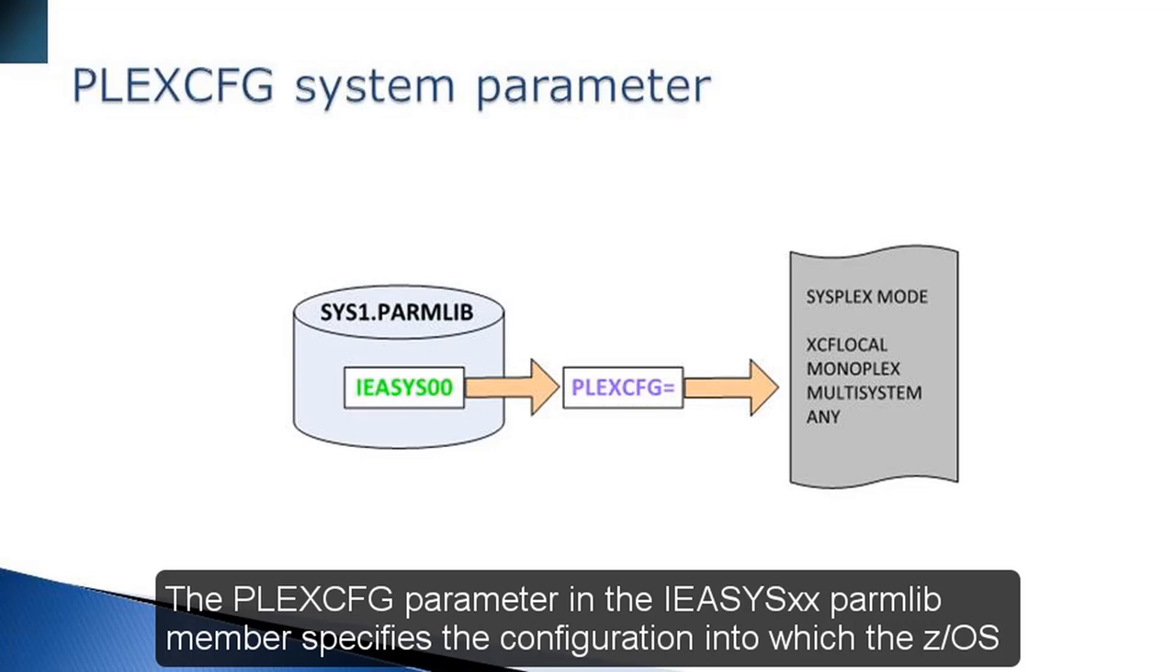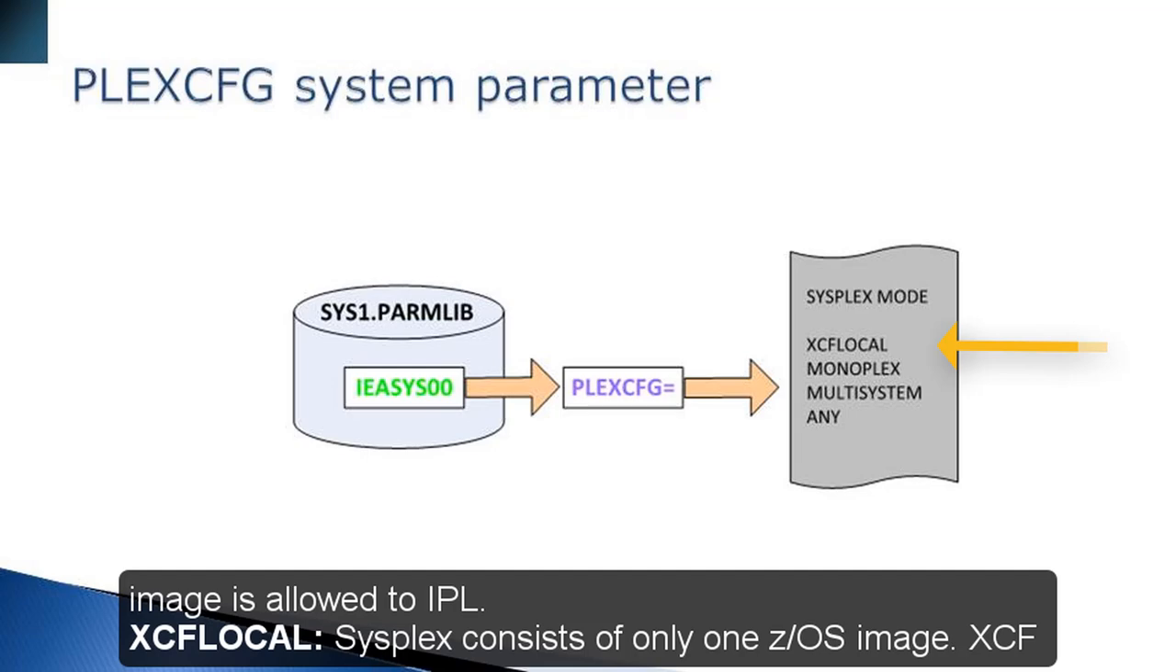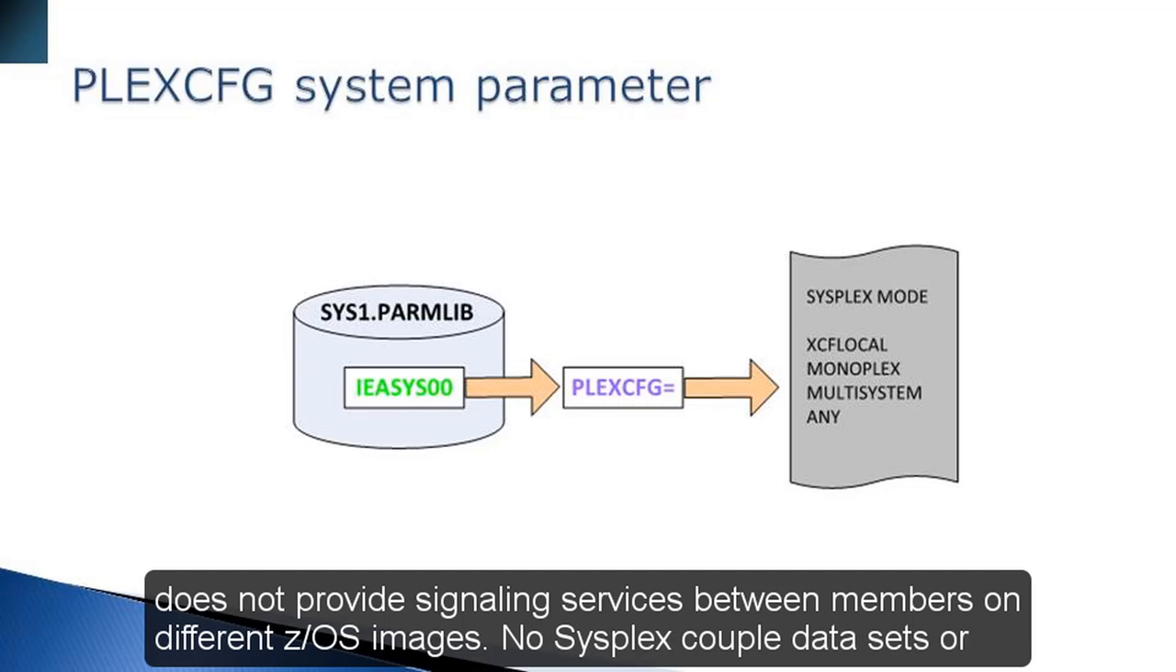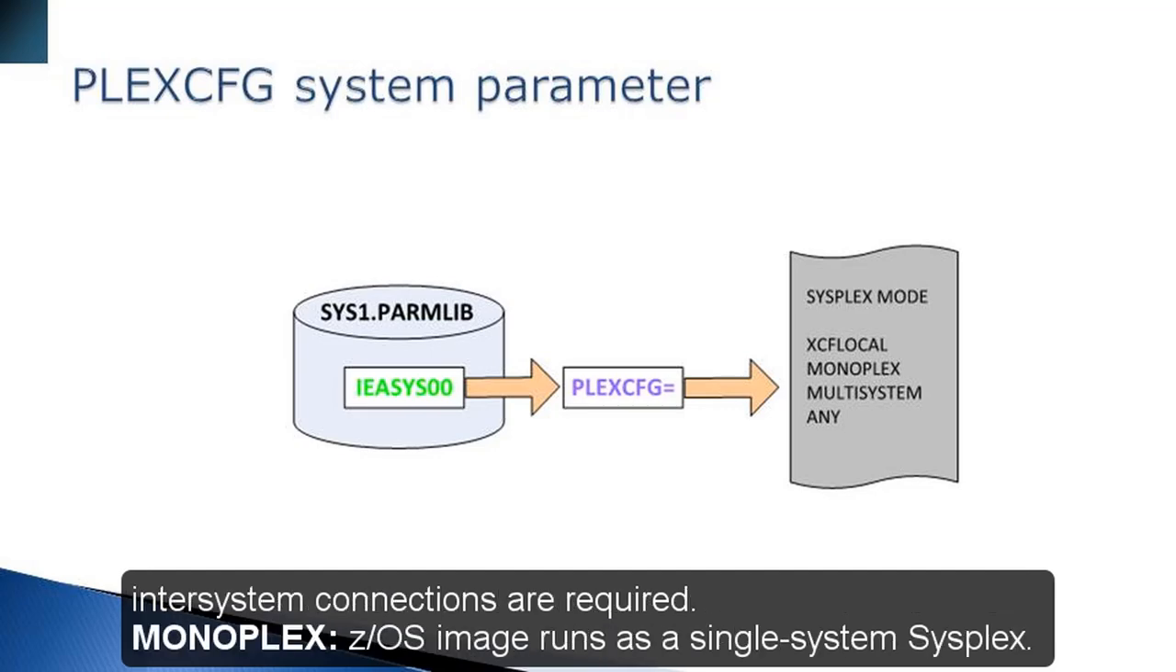The PLEXCFG parameter in the IEASYSxx parmlib member specifies the configuration into which the z/OS image is allowed to IPL. XCFLOCAL: the Sysplex consists of only one z/OS image. XCF does not provide signaling services between members on different z/OS images. No Sysplex couple datasets or inter-system connections are required.